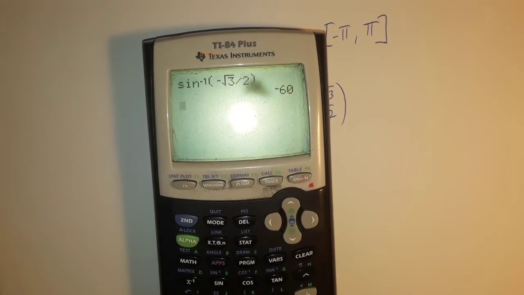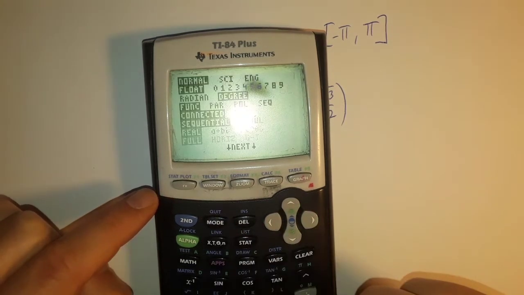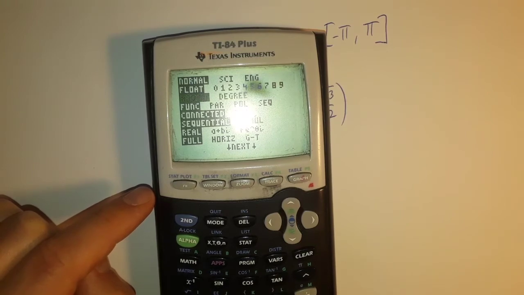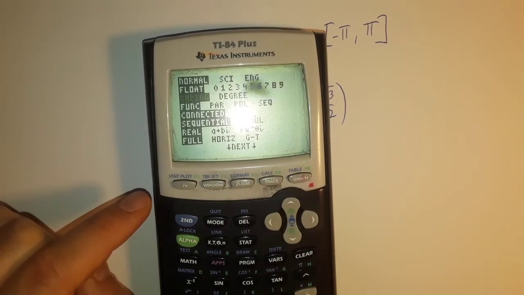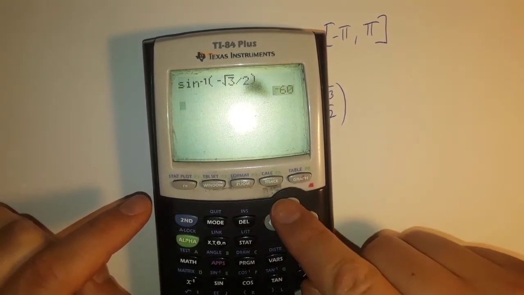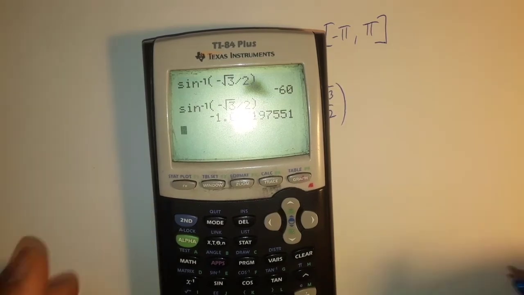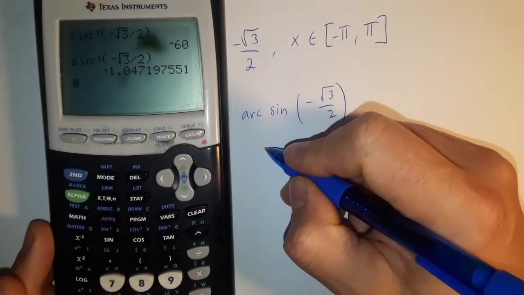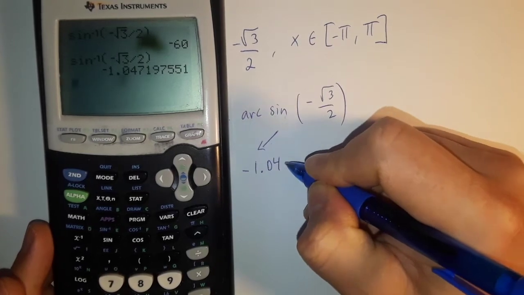So what we get, oh, this is in degrees, right? So I should switch to radians. I'm going to go to mode here and switch to radians, because if the restriction is in radians, obviously they're asking for our answers in radians. So we take this again in radians, and we get negative 1.047.